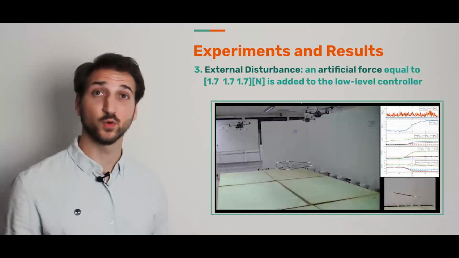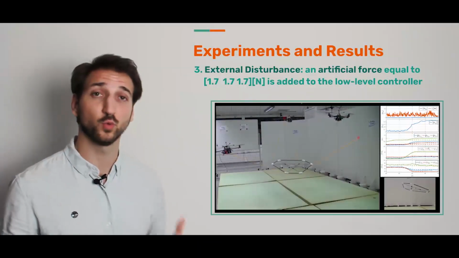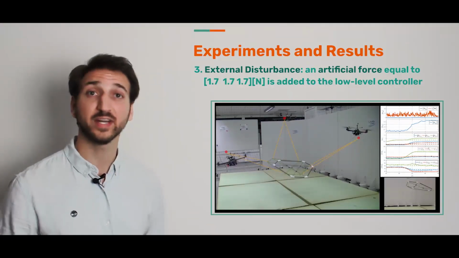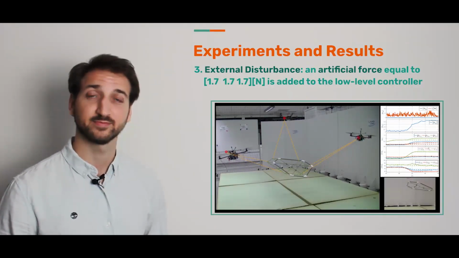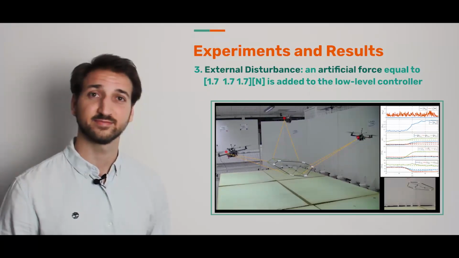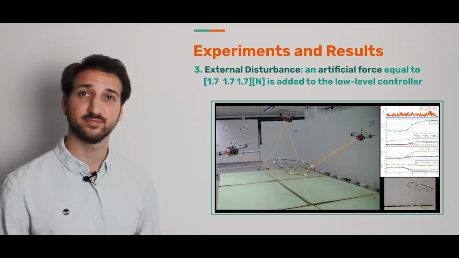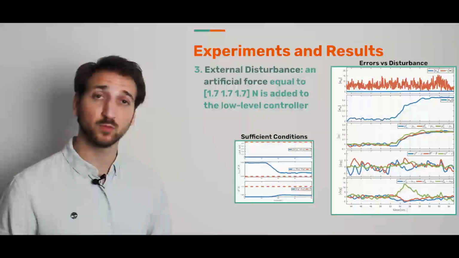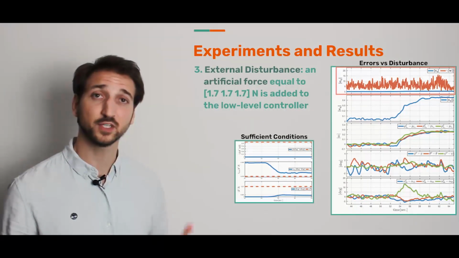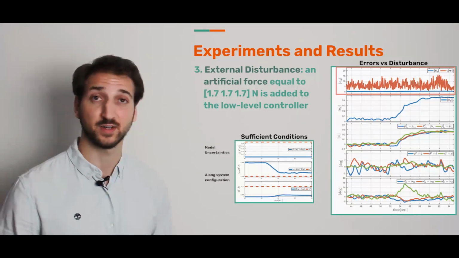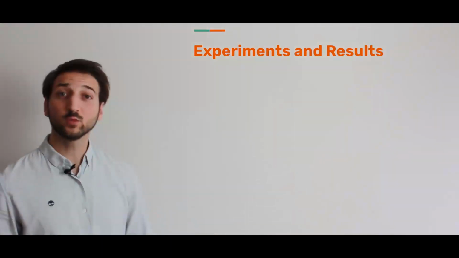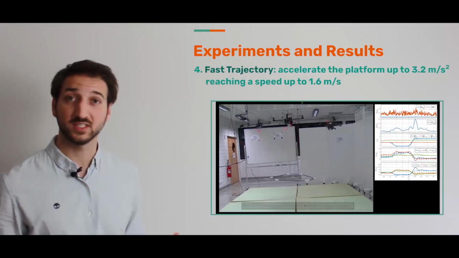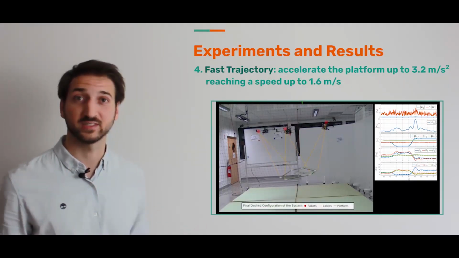In this other scenario, we added an artificial force equal to 1.7 Newton to the aerial vehicle's low-level controller in each direction. Even in this case, the error keeps staying bounded by the disturbances while the sufficient condition persists in being satisfied. It was also enjoyable performing some experiments trying to stimulate our system with more challenging trajectories.